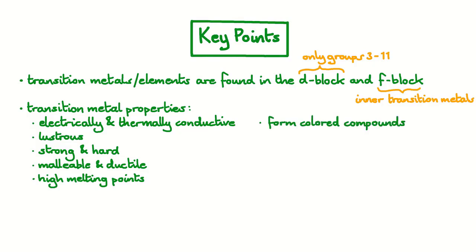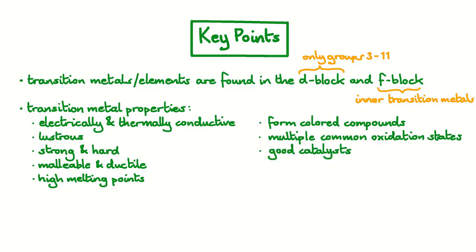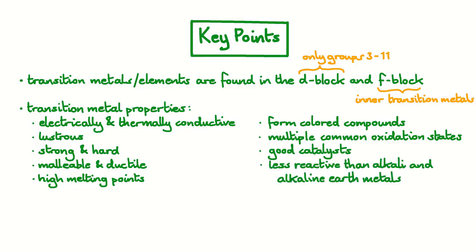They tend to form coloured compounds and commonly have multiple common oxidation states, which is part of why they can be very good catalysts. They are also less reactive than alkali and alkaline earth metals, and the least reactive of all metals are transition metals.